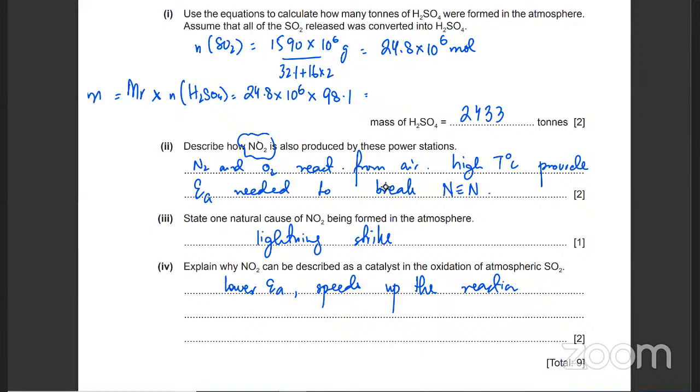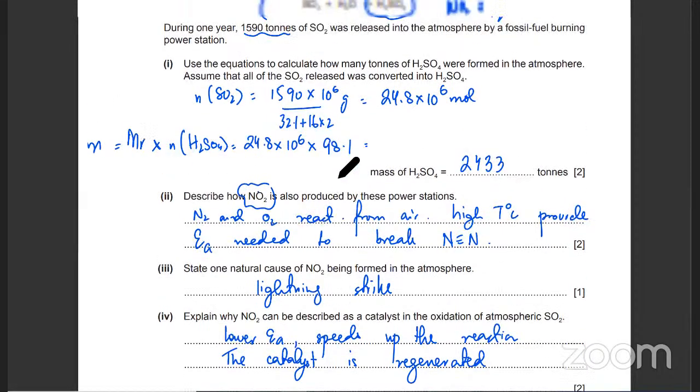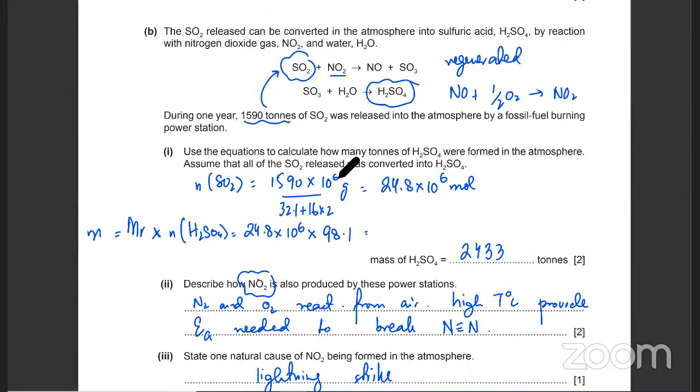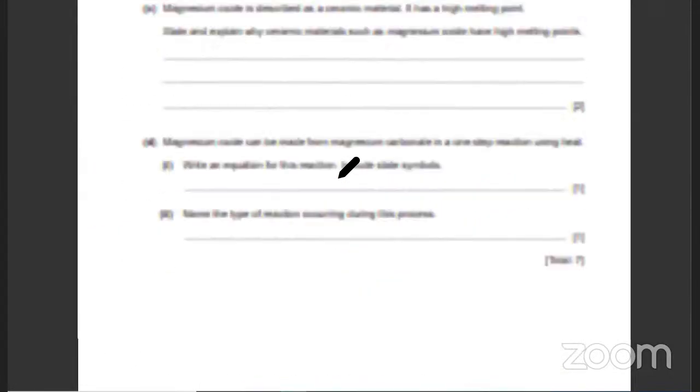What does a catalyst do? It lowers activation energy. What happens after that? The reaction speeds up. And what happens to the catalyst? The catalyst is regenerated, or reforms. And you just need to know two words: homogeneous and heterogeneous catalyst. Homogeneous catalysts have the same phase, the same state, and heterogeneous catalysts have a different state compared to the reactants.